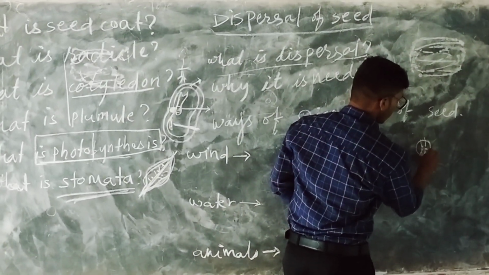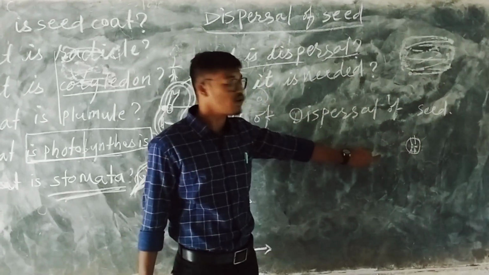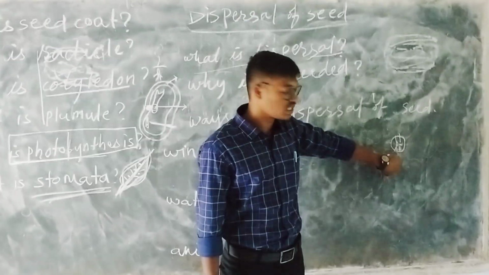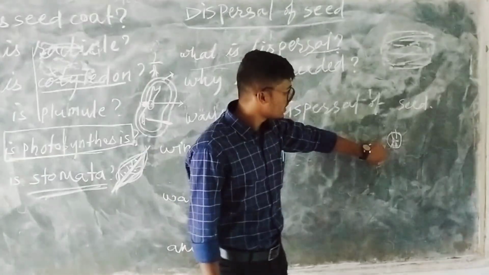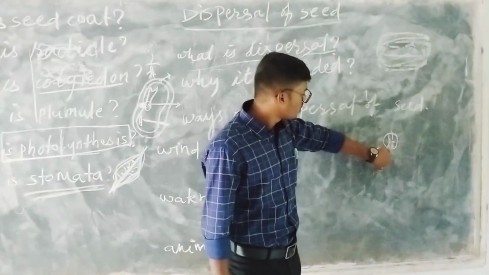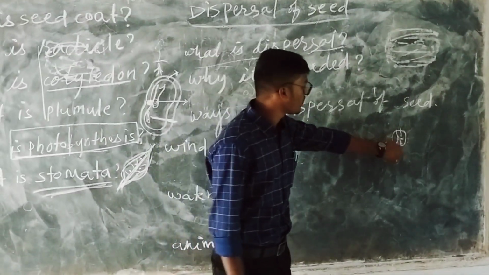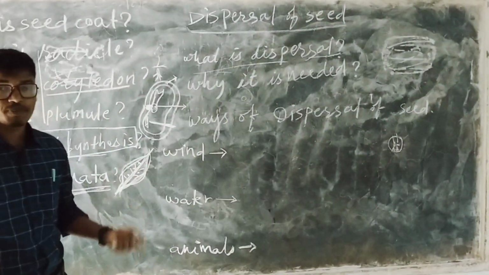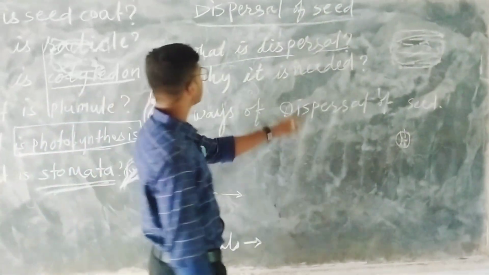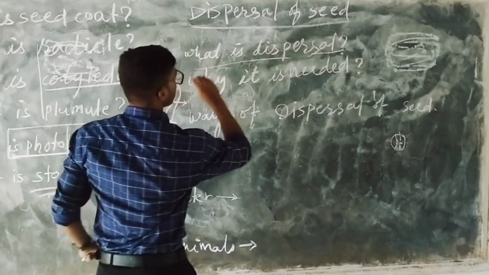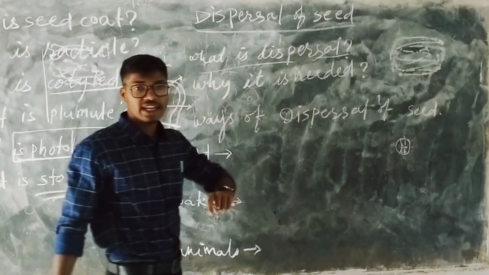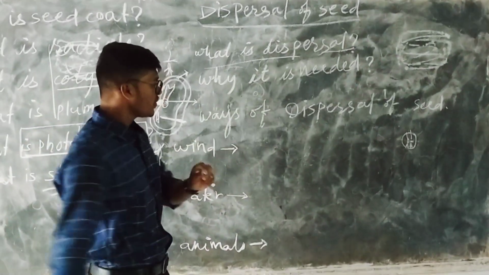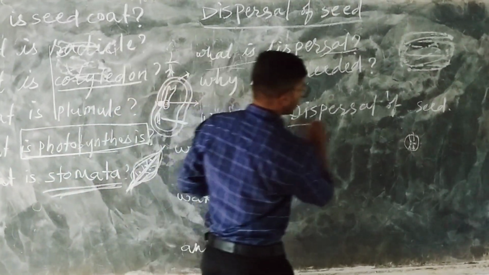When they start growing, it will be very difficult for them because they may not get enough temperature, light and water. And when they grow, they may not get sufficient place. Because of that, dispersal of seed is needed. Here we need to spread or scatter the seed. And there are four kinds of ways of dispersal.